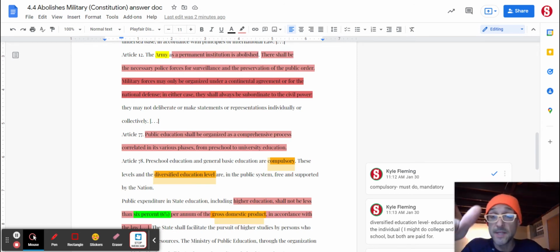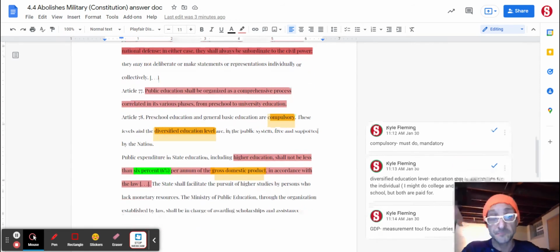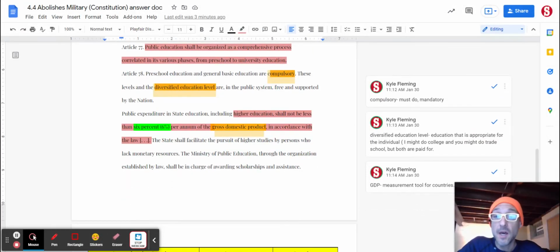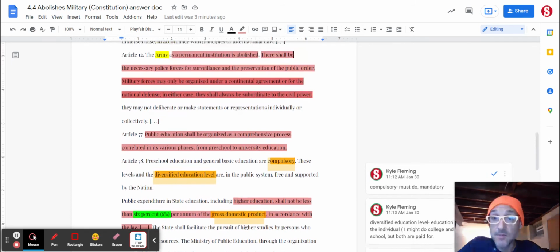It should be mentioned too, I think somewhere I read that one feasible possibility why the guy didn't want the military in the first place is that if you don't have a military, it can't have generals having coups and taking over. One possible reason too. Let's see here. I think those were all important. I liked all that. I'm going to highlight all that. "They may not deliberate or make statements or representations individually or collectively." Okay, so the military, that is. Okay, can't make statements.